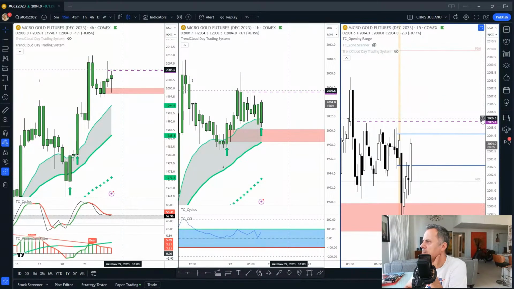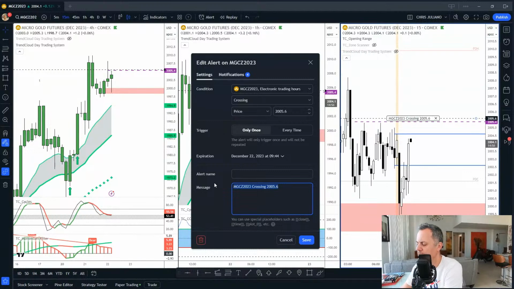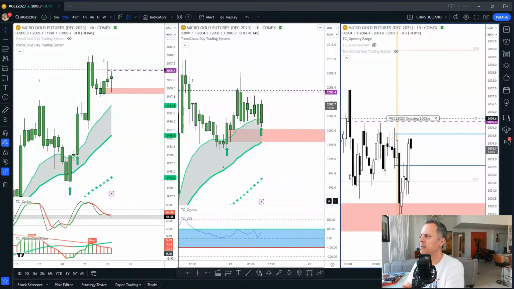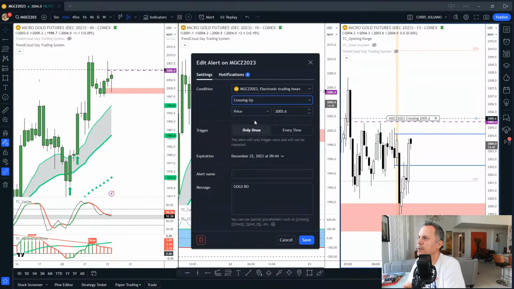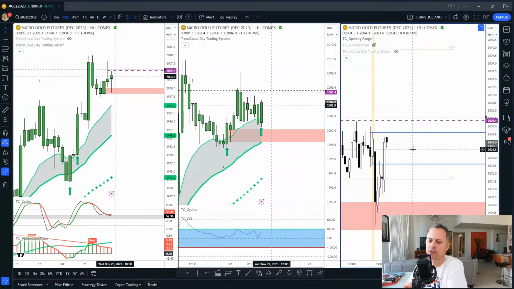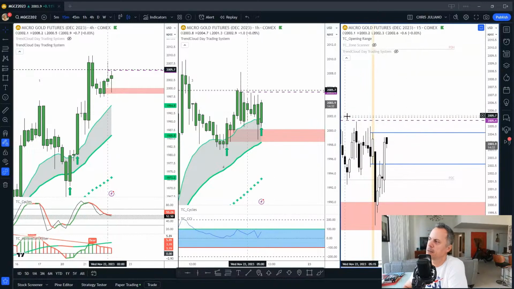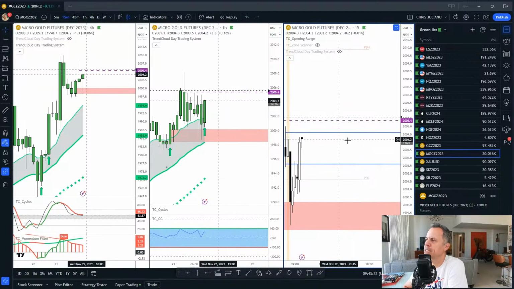So let's put an alert, add an alert right there. And that's going to send us a text to our phone, right? So, gold breakout. That's just a little note to remind me, hey, this is what's going on. And we want to make sure it's breaking to the upside here. Crossing up. Save. Okay. There we go. So if we get an alert on gold, we'll go back to it and we'll start looking for the retest here.